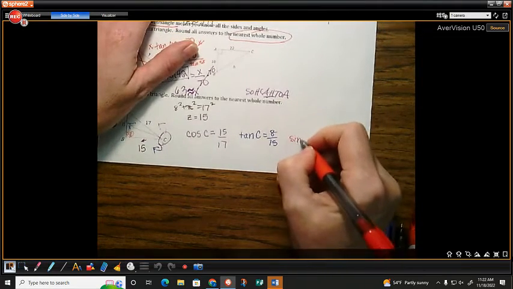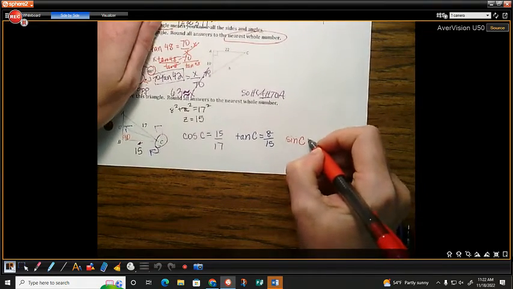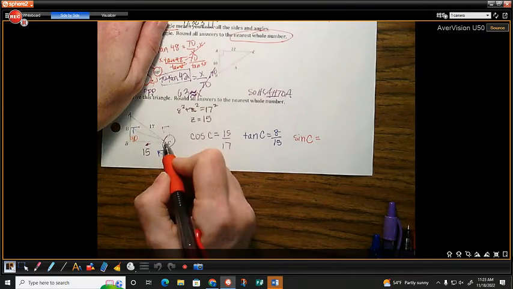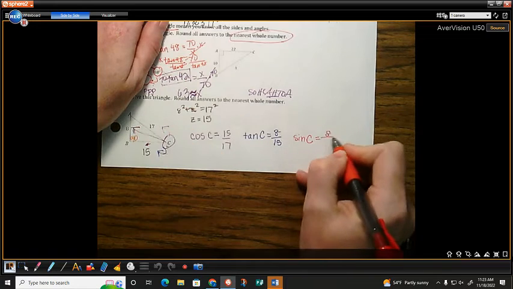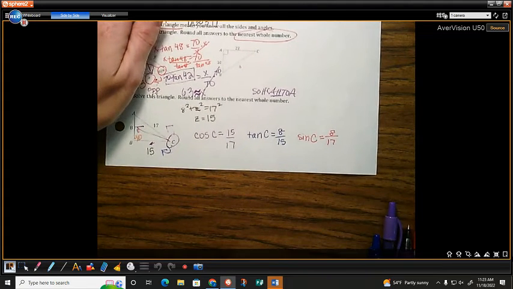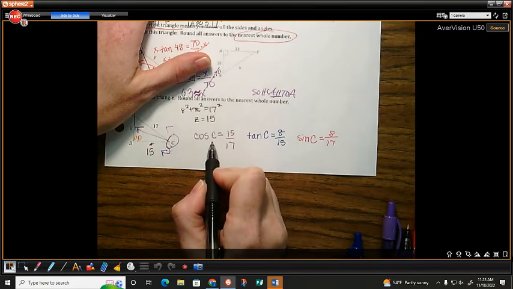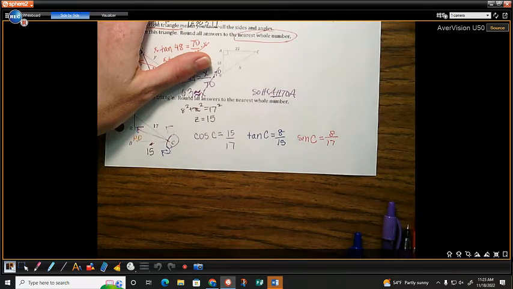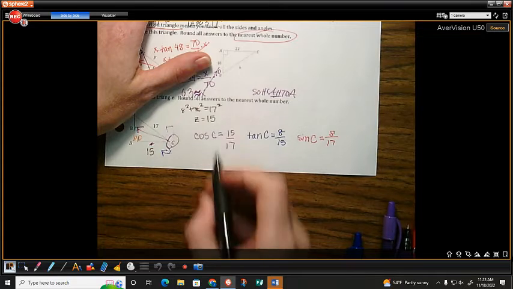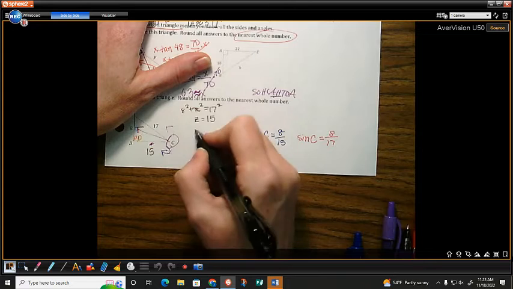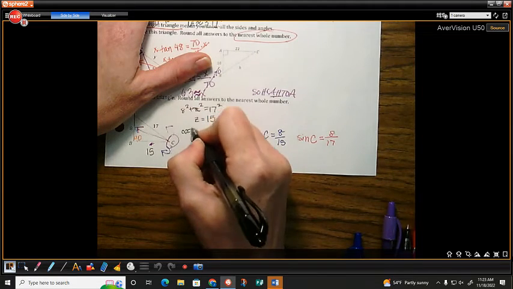But what if I'm just a sine person and I want to use sine of C? What ratio would you set up? Opposite over hypotenuse. So you've got three different things here you could choose from to solve this problem. So everybody pick one. You picked one you like? Okay, keep it in your head. How would I get C by itself in the cosine problem? How do I get the cosine off of C? The inverse of cosine is inverse cosine.